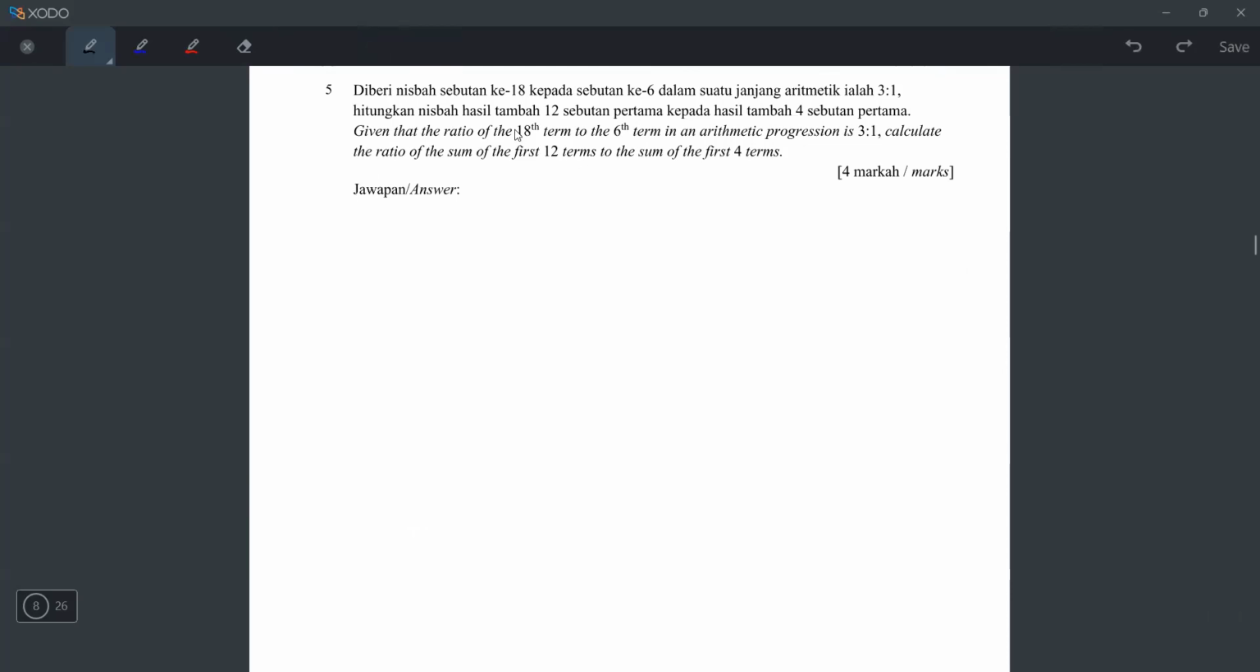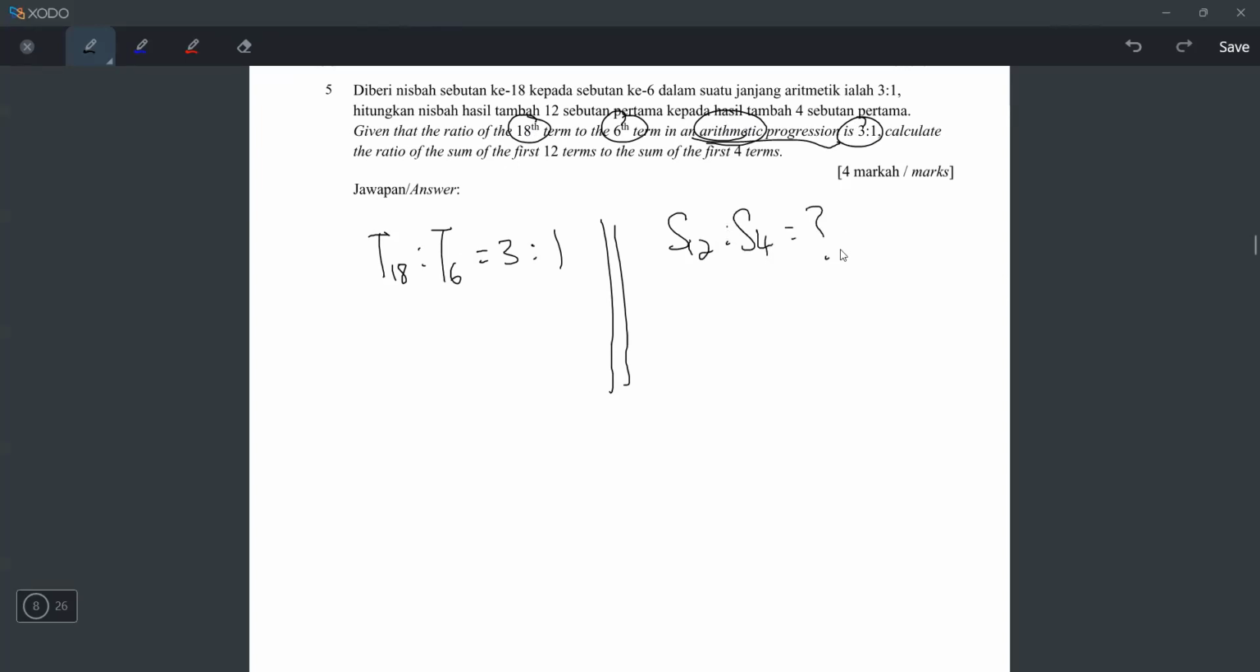Number 5: given that the ratio of the 18th term to the 6th term in an arithmetic progression is 3 to 1. So T18 ratio T6 is equal to 3 ratio 1. Okay, and it's an arithmetic. And then calculate the ratio of the sum of the first 12 terms to the sum of the first 4 terms. So S12 ratio S4 equals to, don't know. Okay, so I think I should start from the given information. This one later I'll try to find.